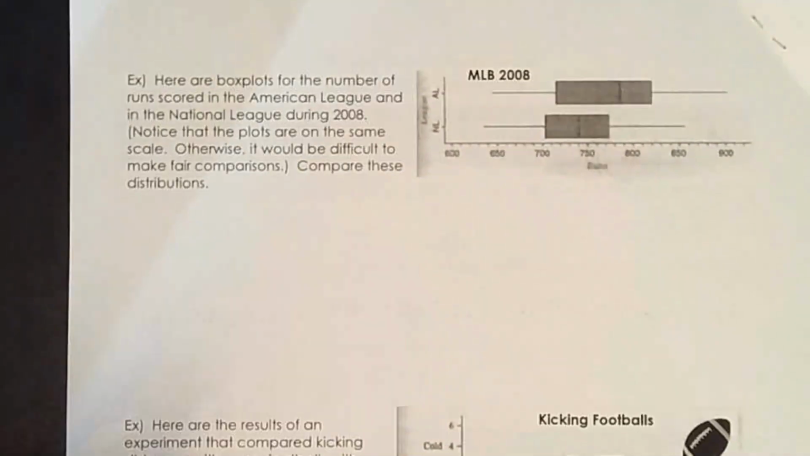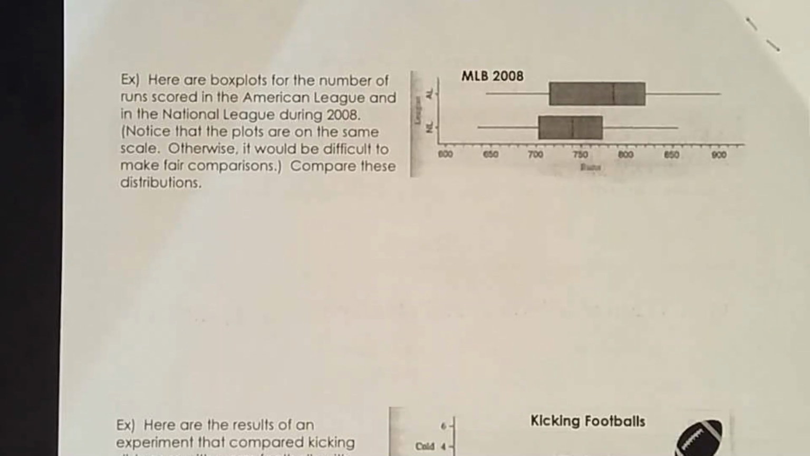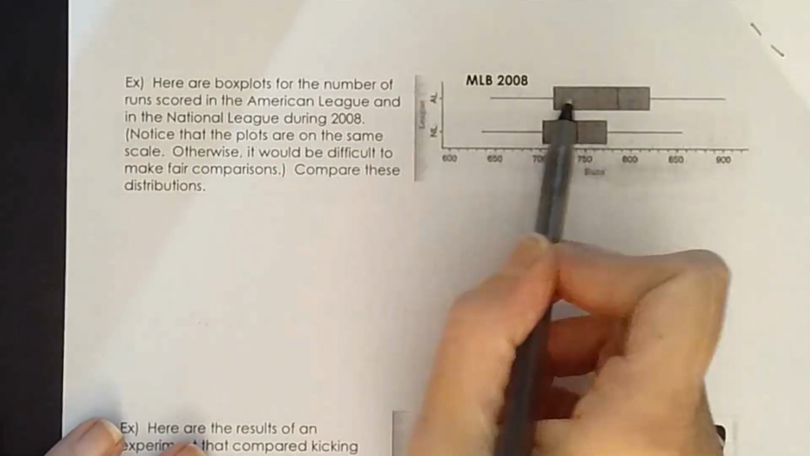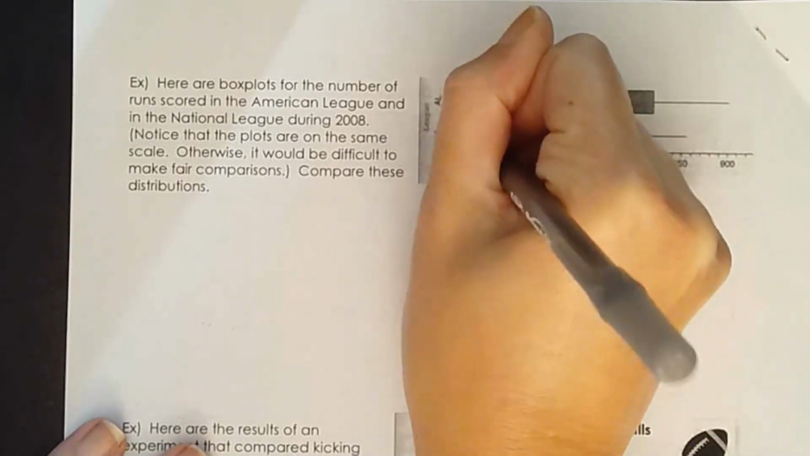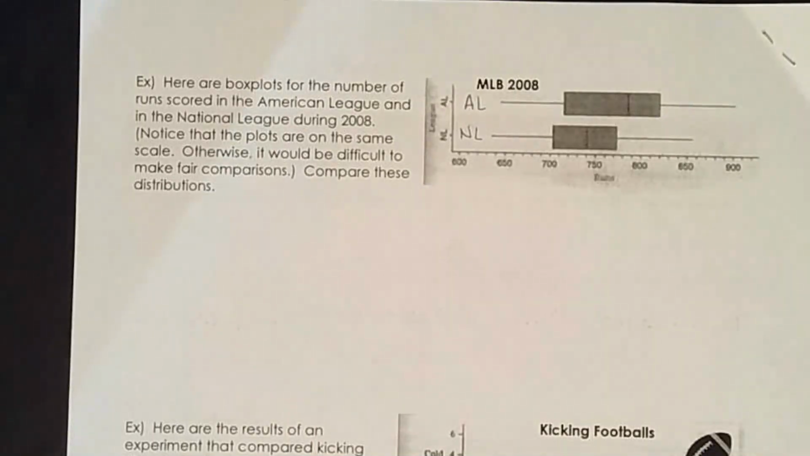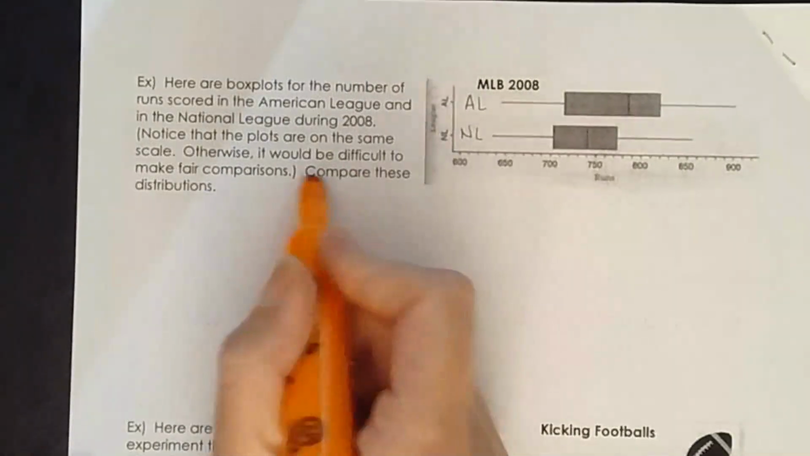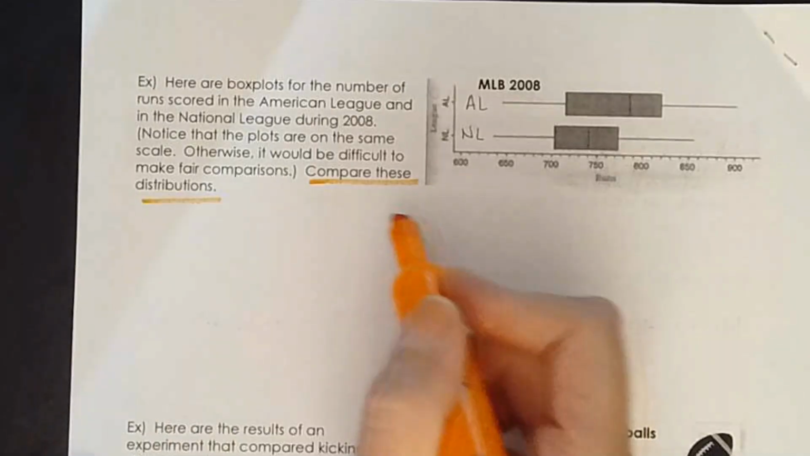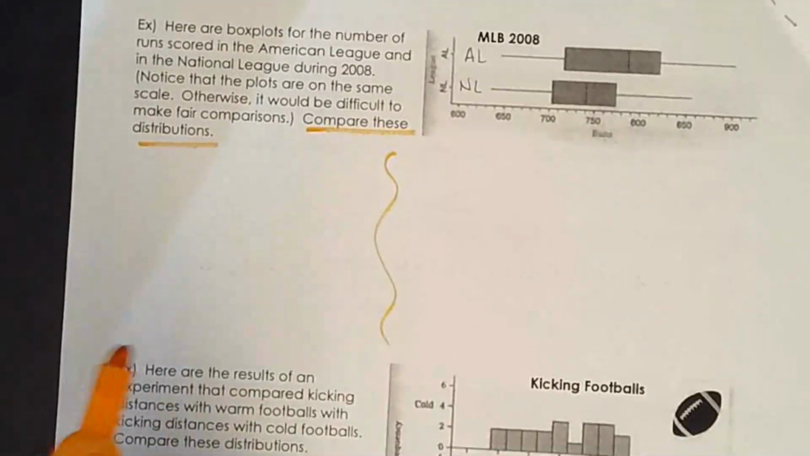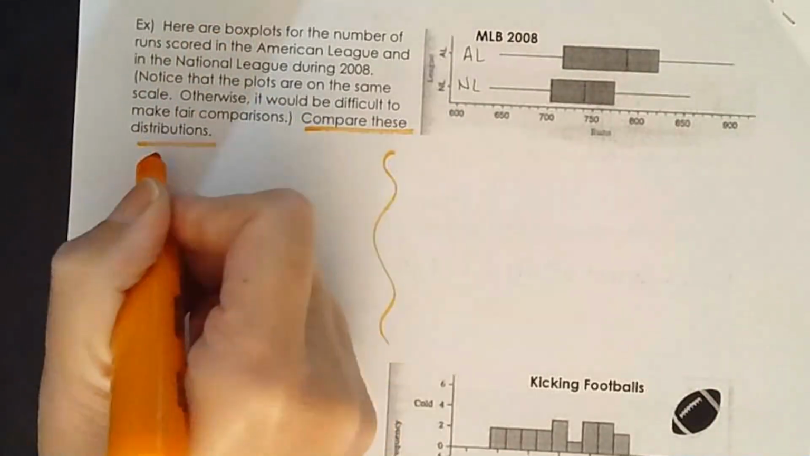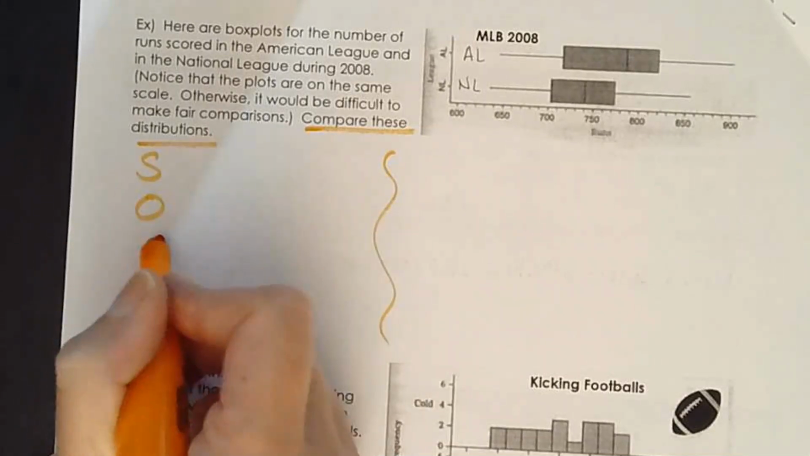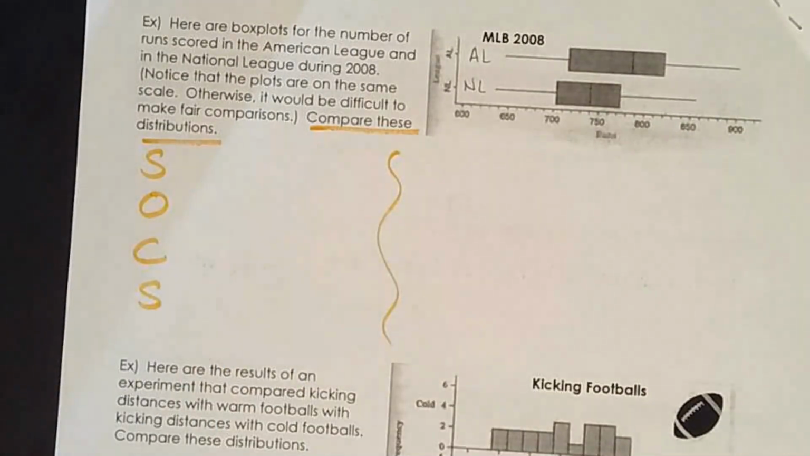Here we have the graphs of American League run scores versus National League. If you can't read, American League's boxplot is up top. I'll write AL and National League. It says compare the distributions. Okay, so I'm going to jot down my thoughts before I put it into two sentences. Compare distributions. Again, think SOCS: shape, outlier, center, and spread.